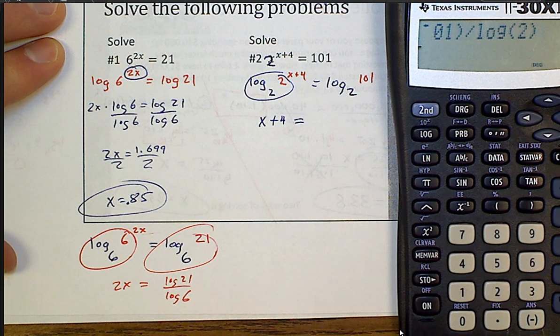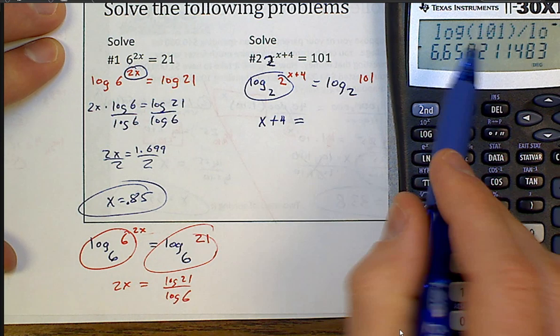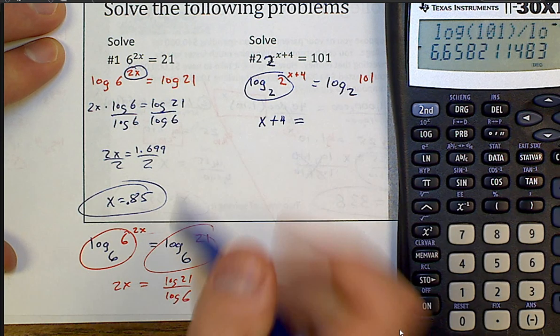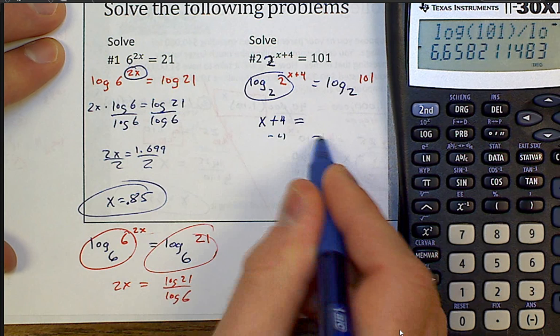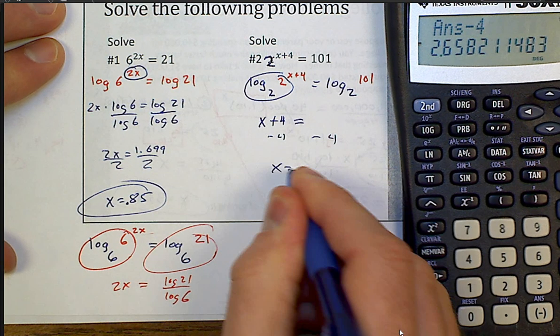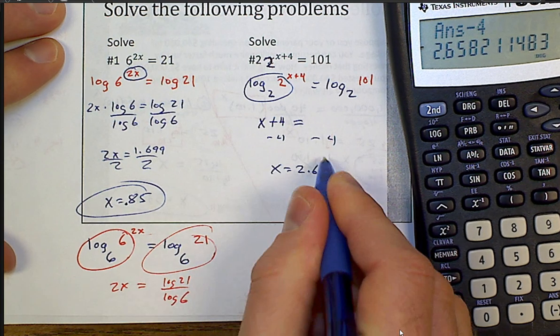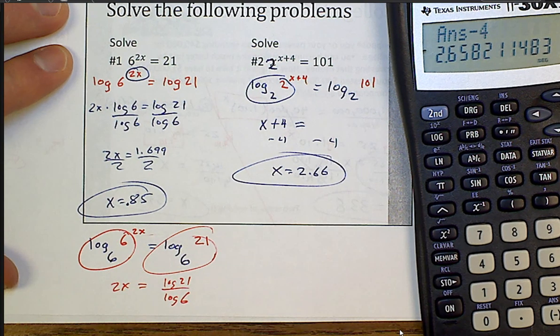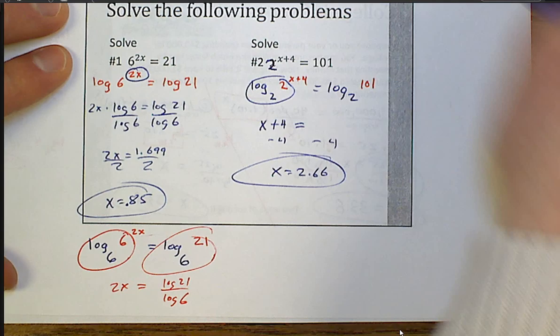And again, I'm going to keep that in my calculator because what am I going to do to solve for x? I'm going to subtract 4 from that answer. So minus 4, then I get x equaling 2.66 if I round to the nearest hundredth. Okay? Flip it over. So now I have 2 more.